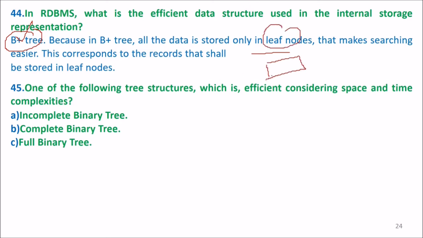And moreover, you can also perform one more thing. The leaf nodes can be connected together, or they can point to one another. So you can also traverse. So this corresponds to the records that shall be stored in the leaf nodes.